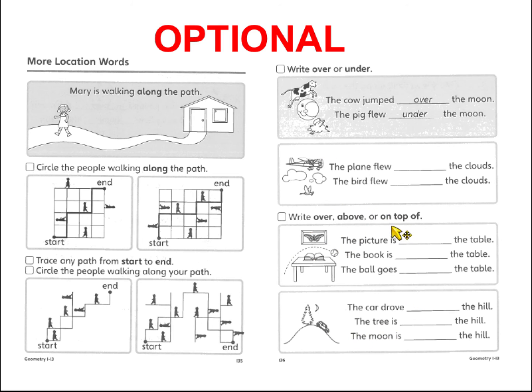So when we do this, over, above, on top of: when you're doing over, it's moving. When you're doing above, it's not touching. On top of, they're touching. So over, which one is moving? The car. On top of, which one is touching? The tree. Above, it's not touching.